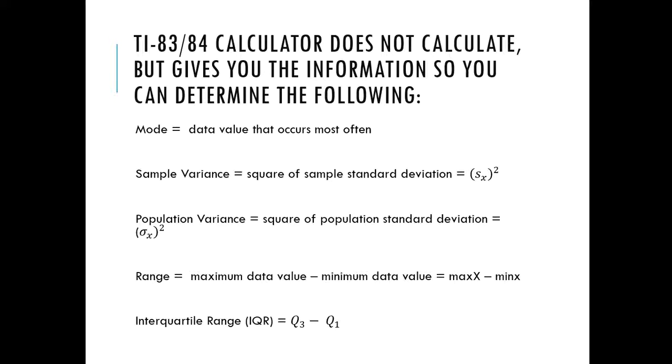You don't get the sample variance, but to get the sample variance, you square the sample standard deviation, which was Sx. You just square it and you get it. Population variance is the same way. You're given the population standard deviation, so all you have to do is square it. The range is the maximum data minus the minimum, so max X minus min X, and the interquartile range is Q3 minus Q1. You're given all that, you just have to figure it out.